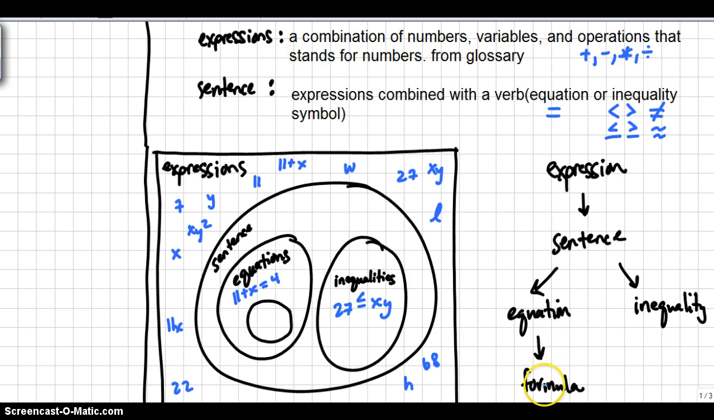And then there's one more word we haven't covered yet, and that is formula. If you have room in this circle inside the equation circle, you can write the word formula. And a formula is a special kind of equation. A formula has one letter isolated all by itself on one side of the equation.